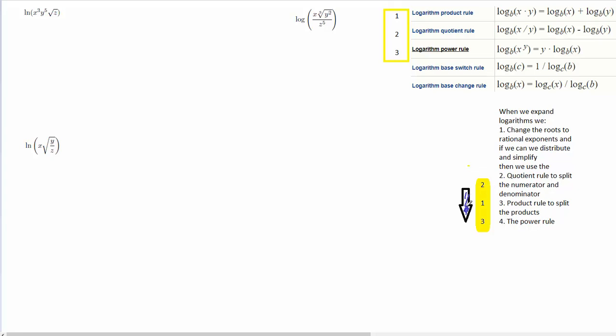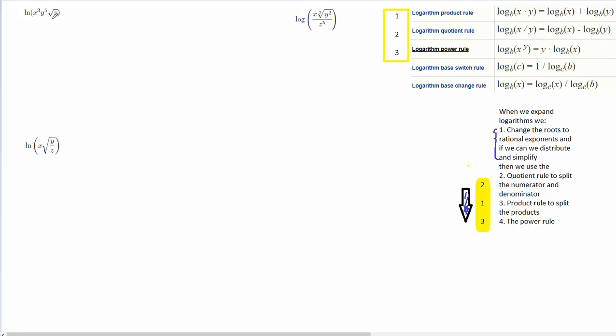What I want you also to remember is that if there are roots inside the arguments of the logarithms, then what you need to do is try to simplify them by either distributing, changing the root to a rational exponent, then distribute and simplify. So let's start with this logarithm right here, ln, the natural logarithm, and let's work it out.